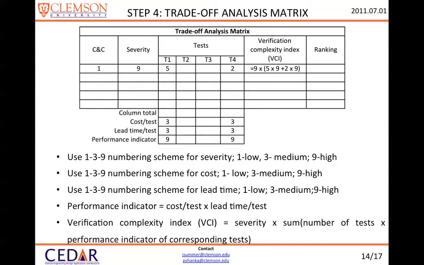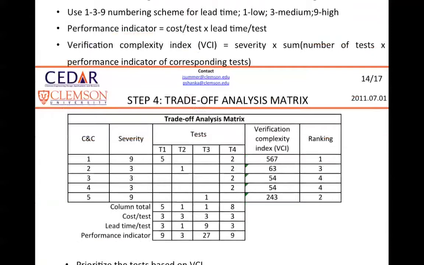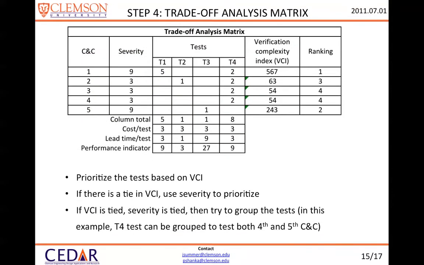An entire trade-off analysis matrix is shown in the next slide. What I have here is a completed trade-off analysis matrix. Now, looking into the VCI, the maximum complexity to verify a requirement is for the first constraint, that is the first requirement. This means that I have to focus my resources on all the participating tests, that is T1 and T4.